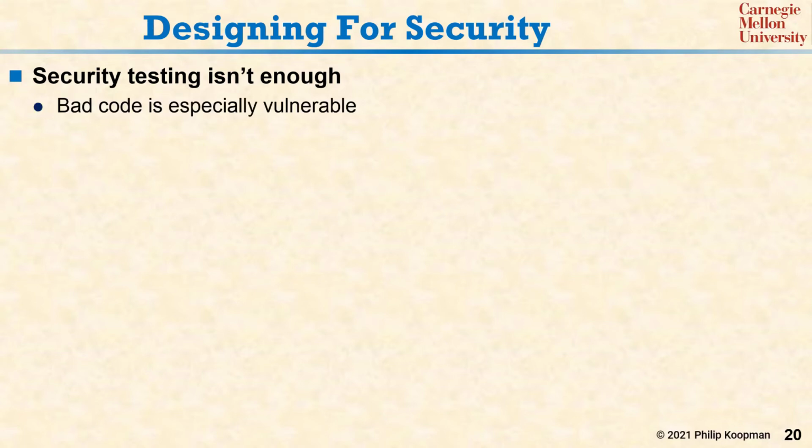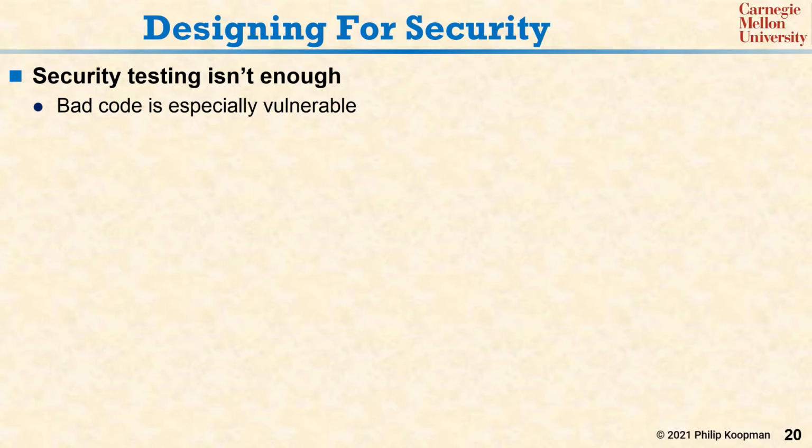To begin with, bad code is inherently vulnerable, and no amount of testing will convert bad code into good secure code. As we saw earlier, buffer overflows are a very common way to attack systems. Well, buffer overflows are simply bad coding style. There's no excuse for buffer overflows, and yet they're all over the place. So bad code is the first problem.